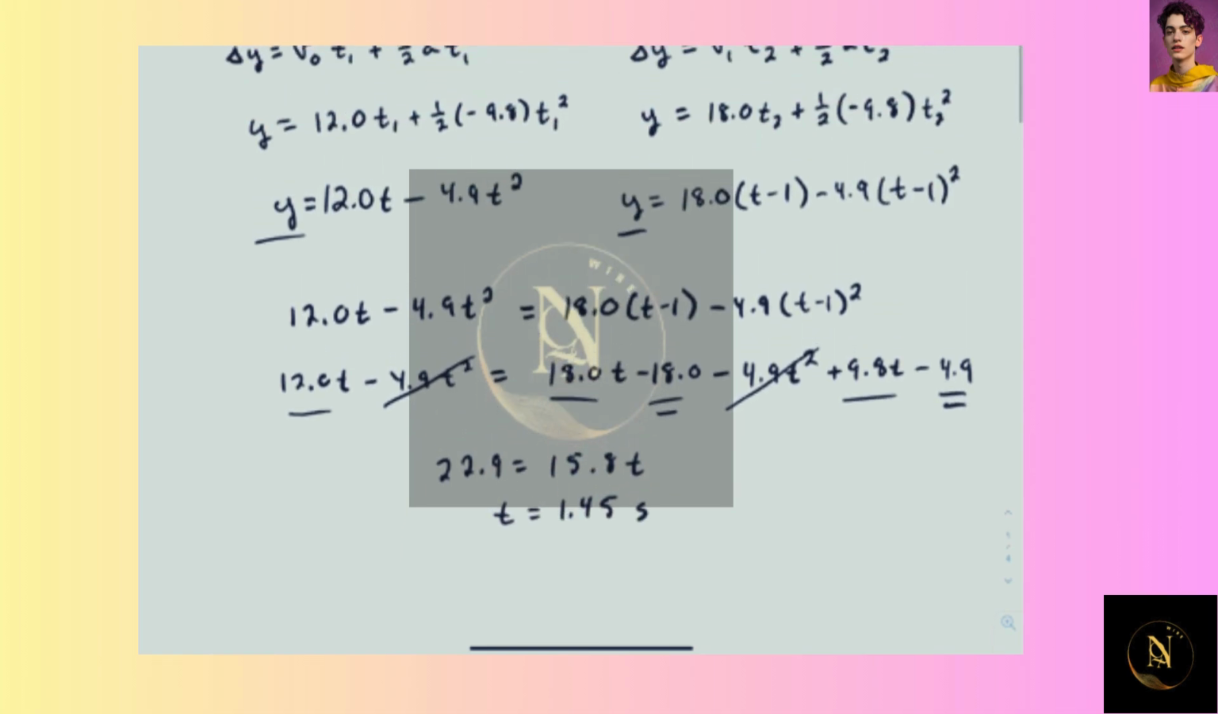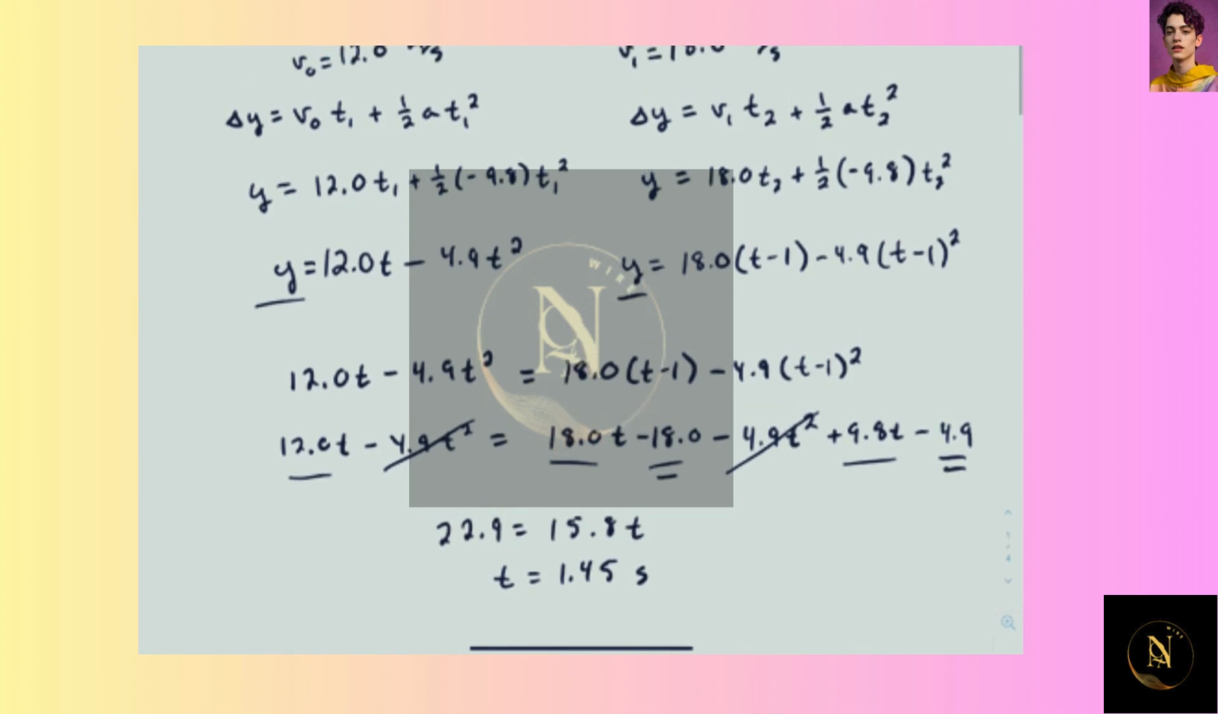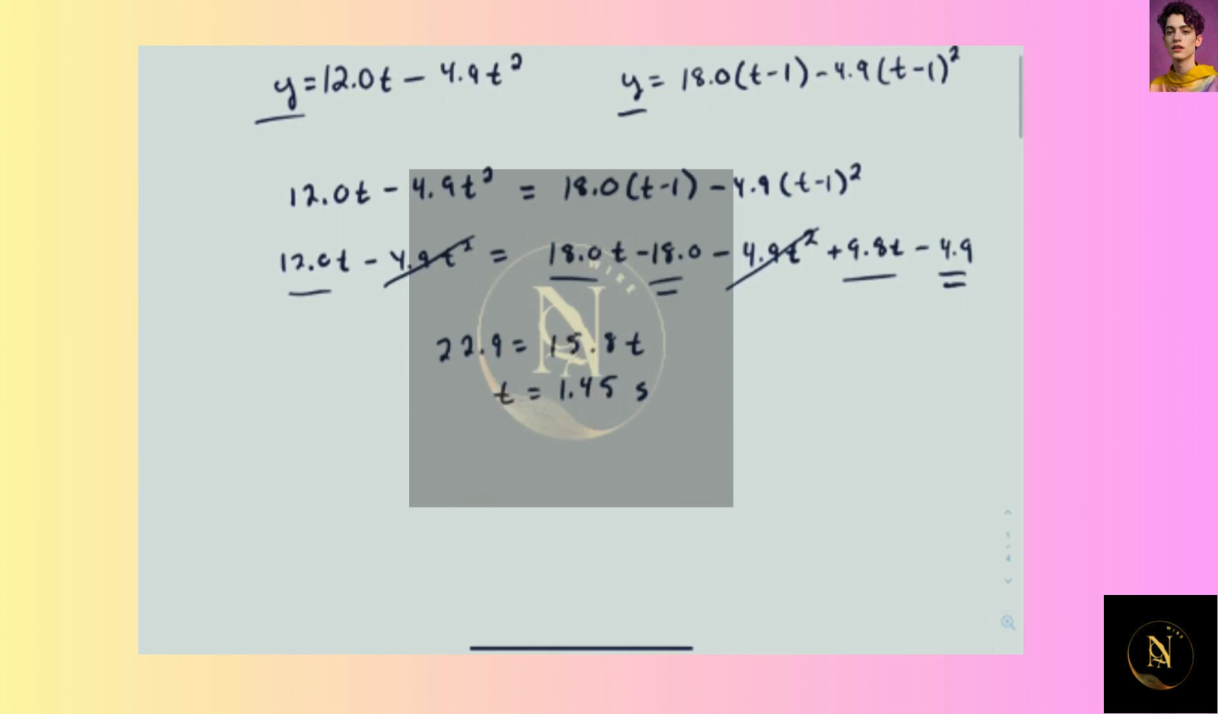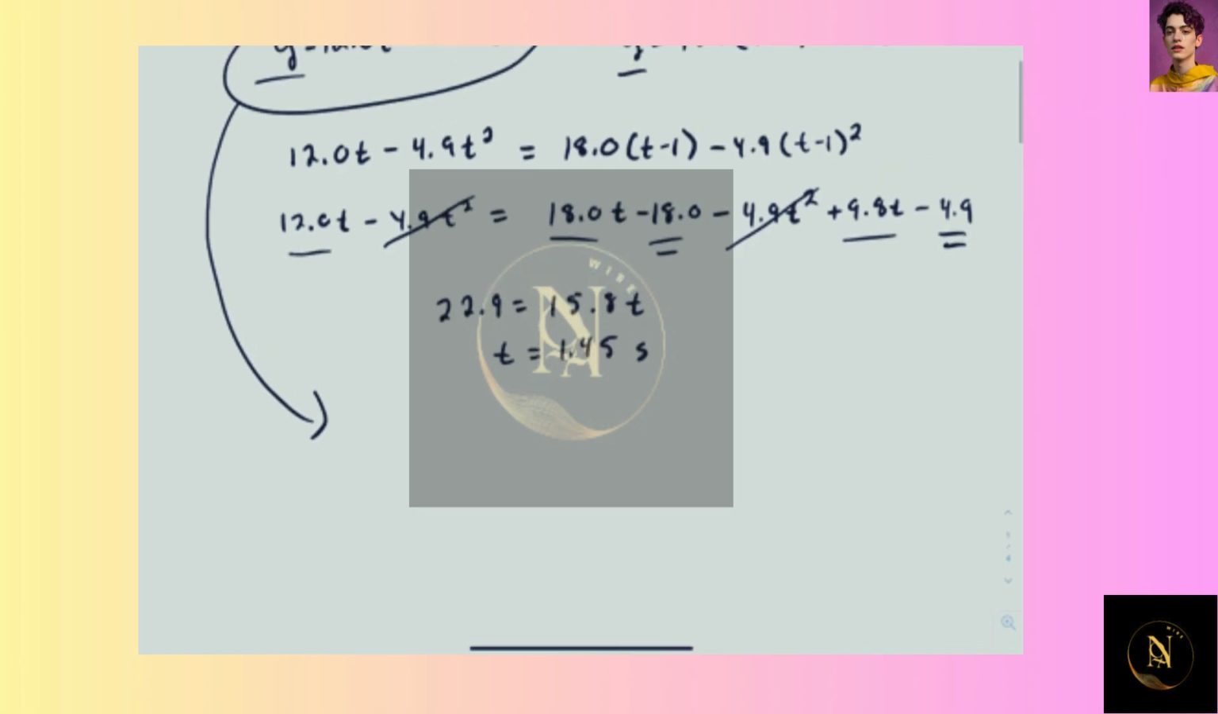And now if I want to know the height at which they collide, I can just plug back in here. So I'll say y equals 12 times 1.45 minus 4.9 times 1.45 squared. And so y is 7.1 meters.